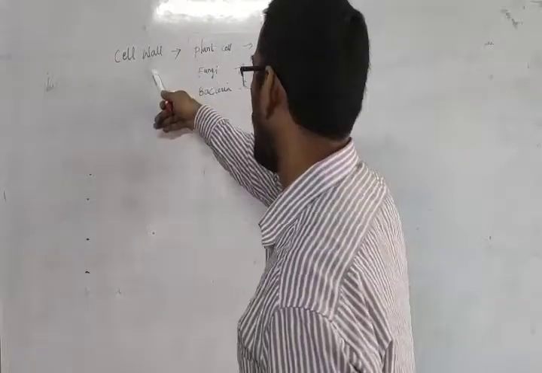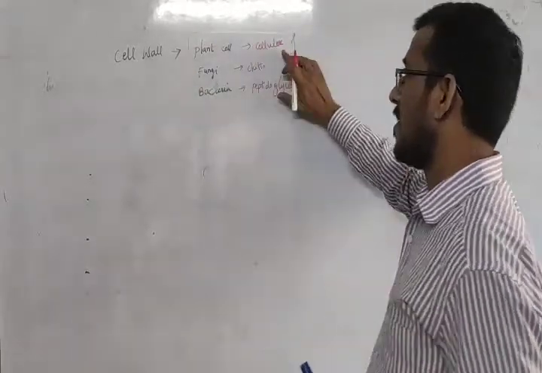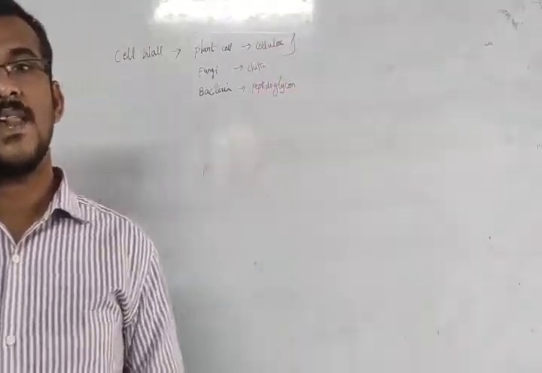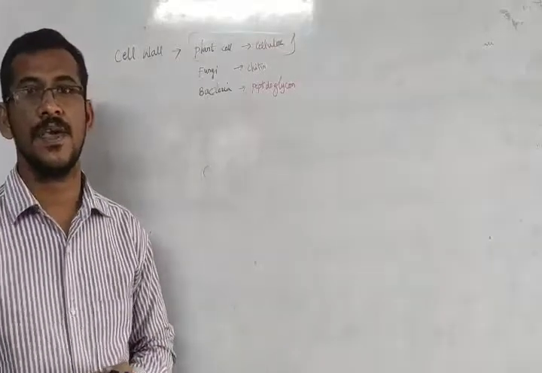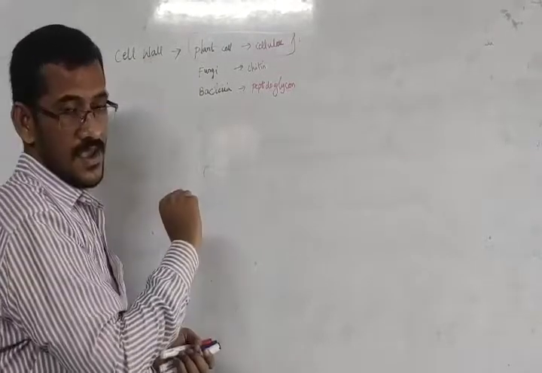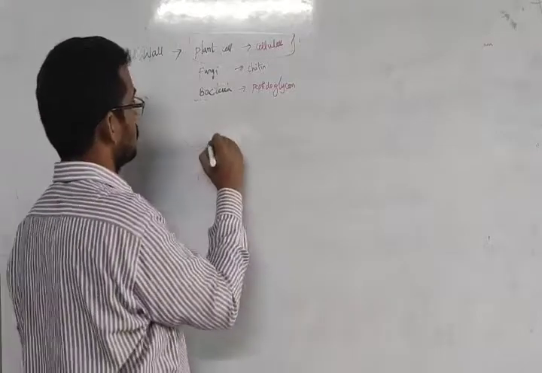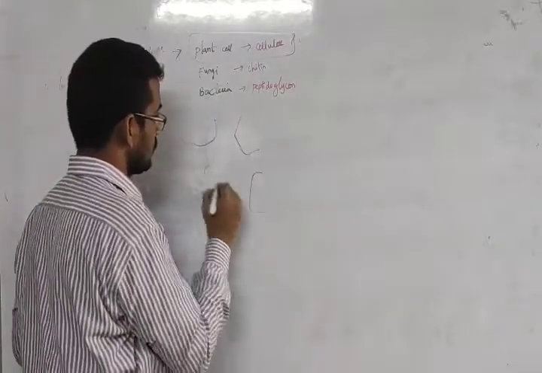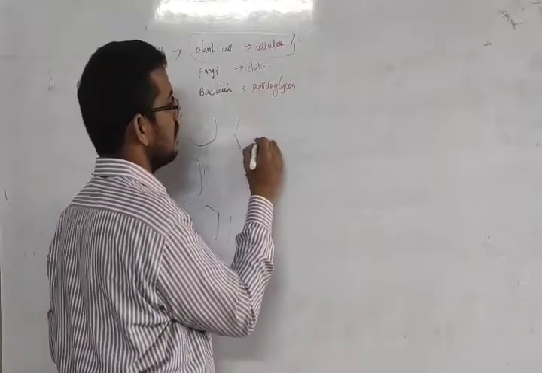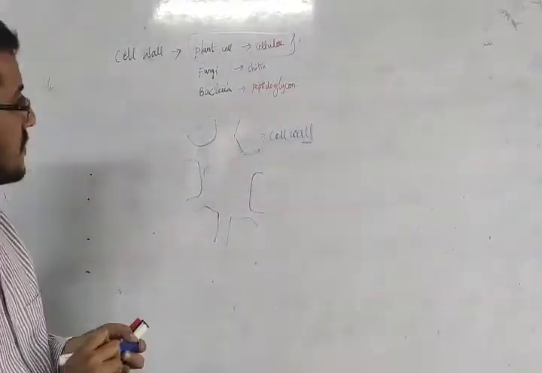Okay, cell wall. The plant cell wall is made up of dash. It is made up of cellulose. This is important. Next, cell wall functions are very important. What is the function of the cell wall? The cell wall is present in the outer layer, almost the entire outer covering. This outer layer is made up of cell wall. So this is the cell wall in a plant cell.